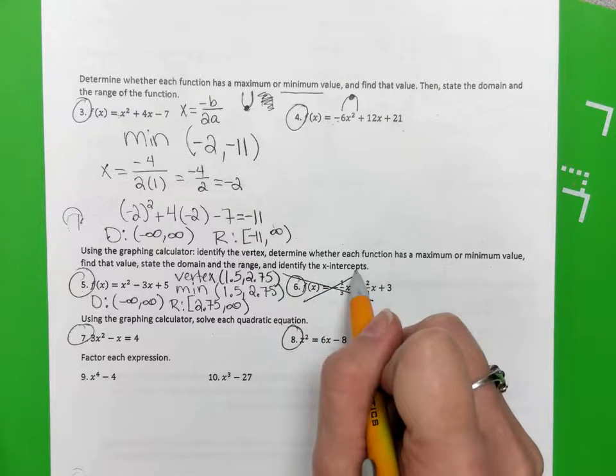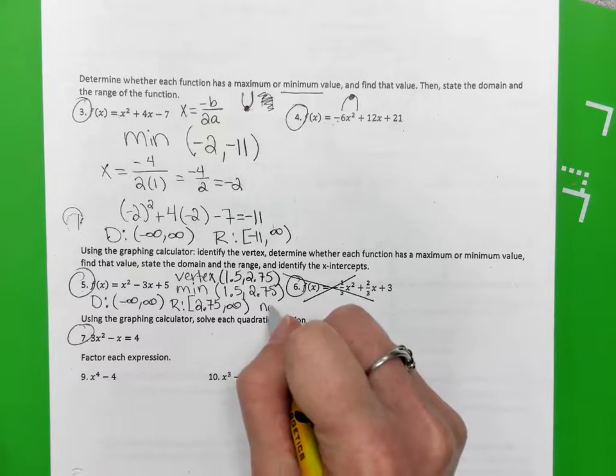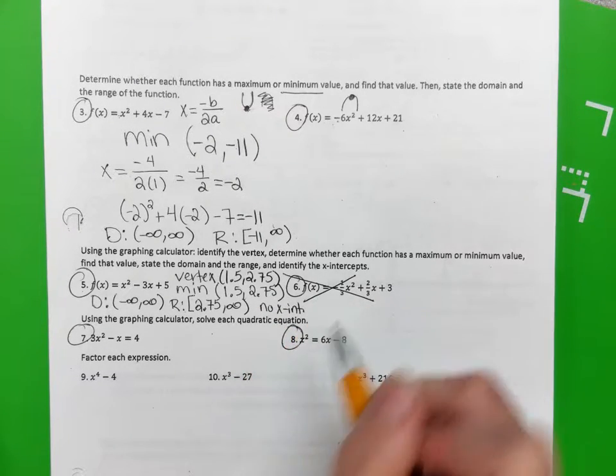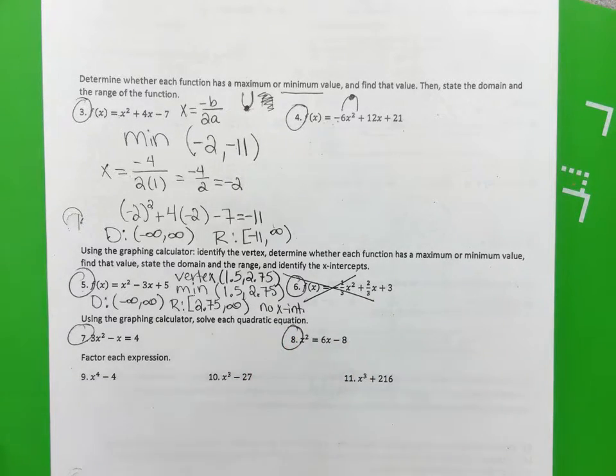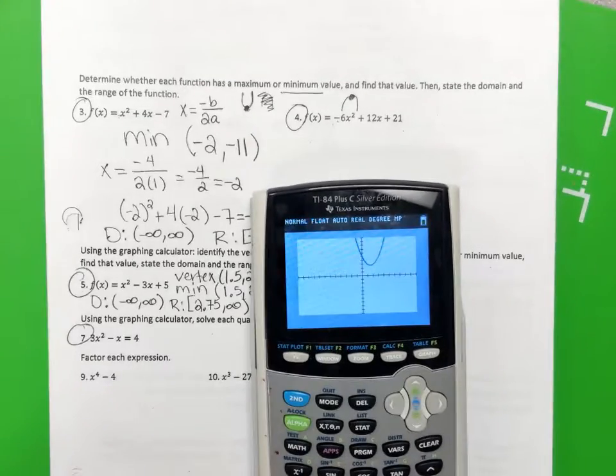Then it says one more thing. It says identify the x-intercepts. We just did that. Are there any x-intercepts? No x-intercepts, because look at it, it didn't hit the x-axis. And if it hits x-intercepts, second trace, just the same thing we just did.